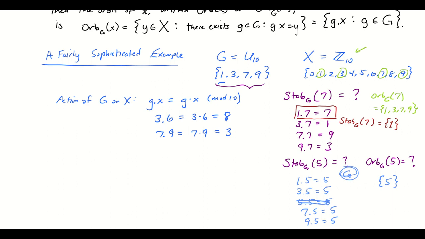And I want to write this down because there's a nice pattern here that we're going to investigate in the next video. So here the stabilizer had order 1. This is in the first example with 7. And the orbit had order 4. That is, the orbit had 4 elements. But in the second case, the stabilizer of 5 had order 4. It was the entire order of the group. And the orbit of 5 had order 1.